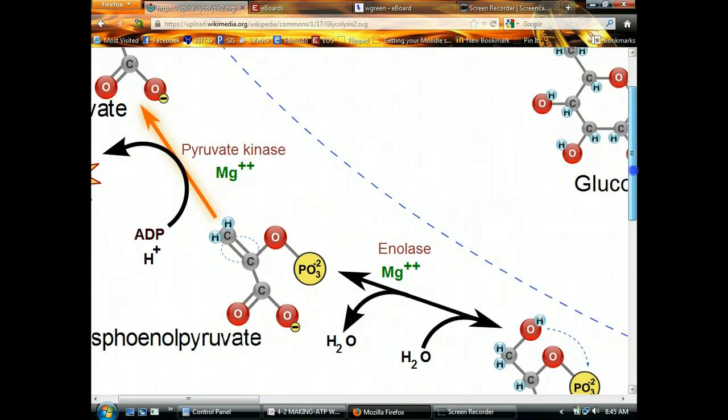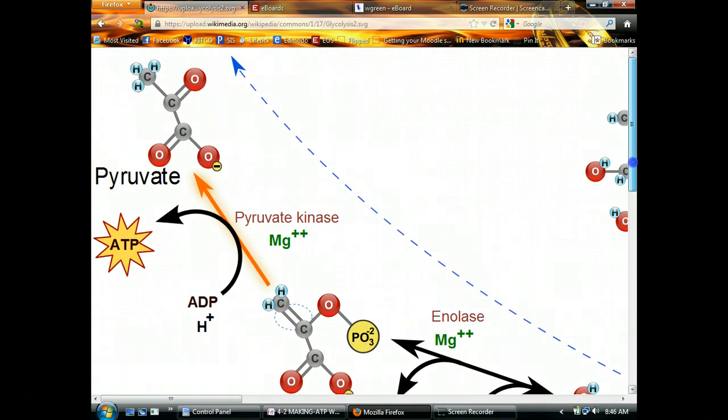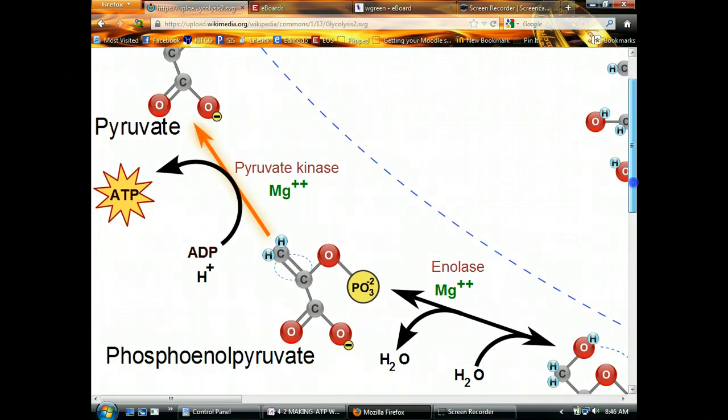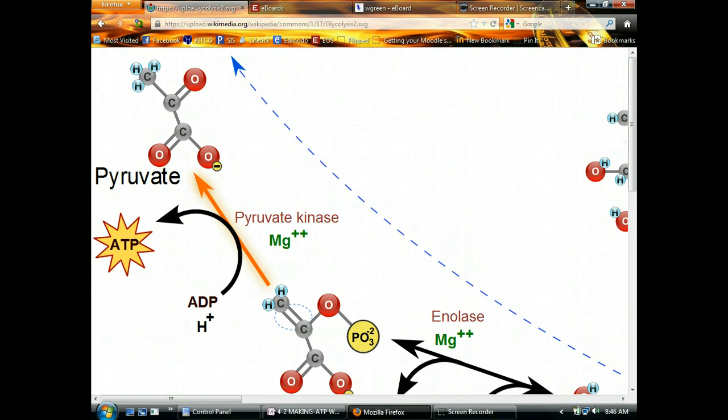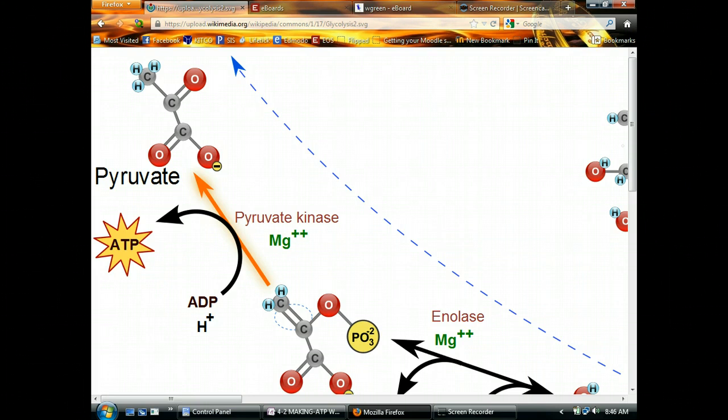This is kind of complicated, huh? Aren't you glad you don't have to memorize all these steps? There we go. We're finally making some ATP when we convert this phosphoenolpyruvate into pyruvate. And the end result of this is going to be, it's going to make 4 ATPs, but because it used 2 in the beginning, it has a net production of 2 ATP molecules.